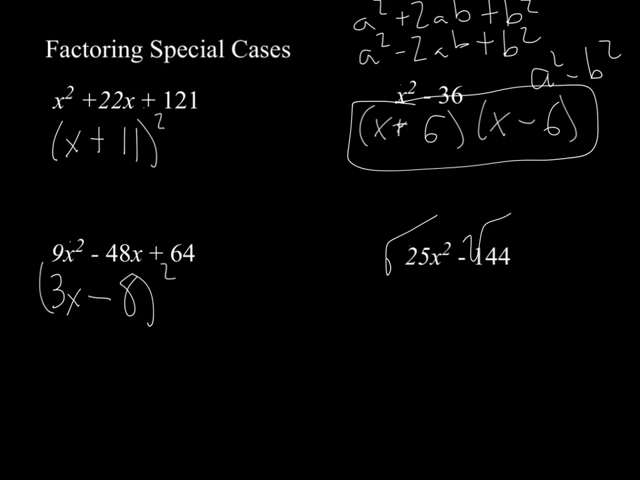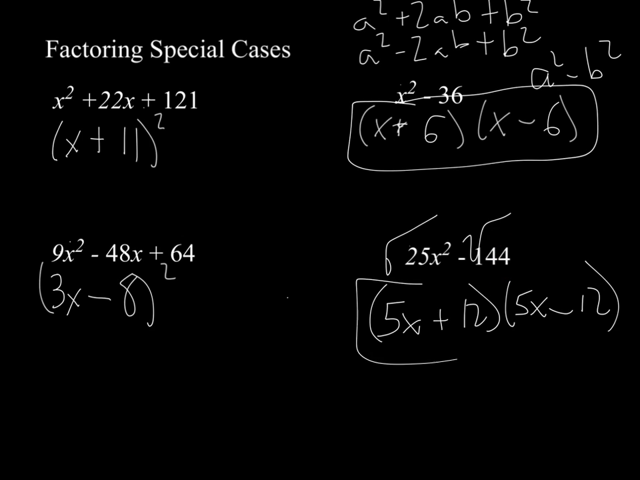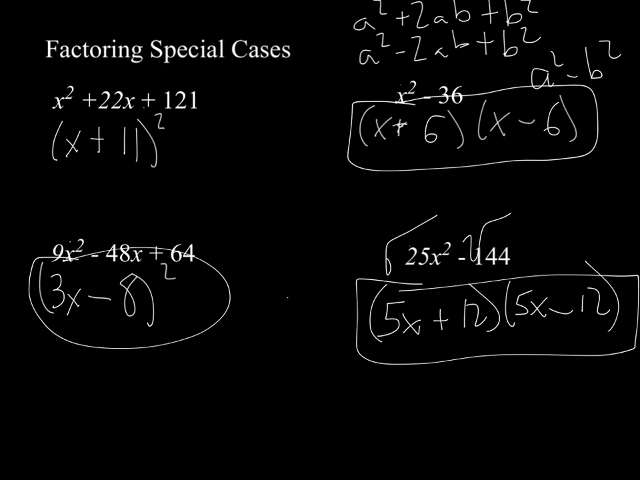Here the square roots are going to give us 5x and 12. So we're going to get 5x plus 12 and 5x minus 12. 5x times 5x, 25x squared, negative 60, positive 60. Add them together, you get 0. It drops out. And 12 times negative 12 gives you the negative 144. So it does double check. So this is your final answer here. These are your answers over here.